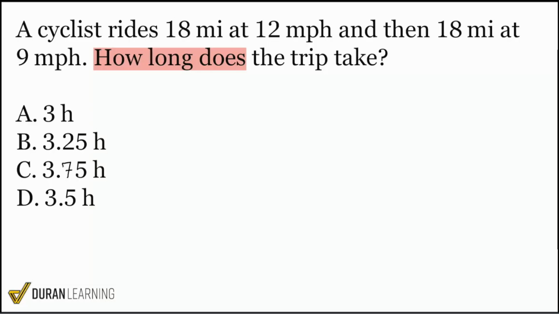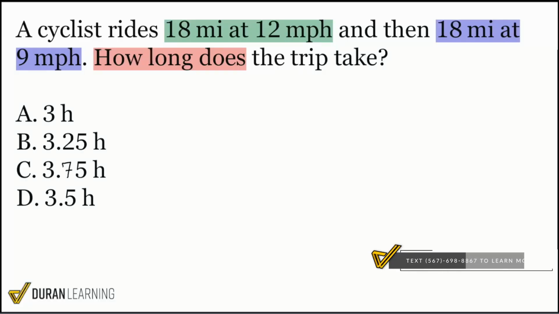So if we're talking about how long the trip took overall, what we're trying to do is take the time spent on this highlighted part here, the 18 miles at 12 miles an hour, and add that with the time taken for this part of the trip, 18 miles at 9 miles per hour. So that's what I'll do here. I'll set this up so I can find the individual times, because when I add up the times for each part, I'll get the time taken for the trip.